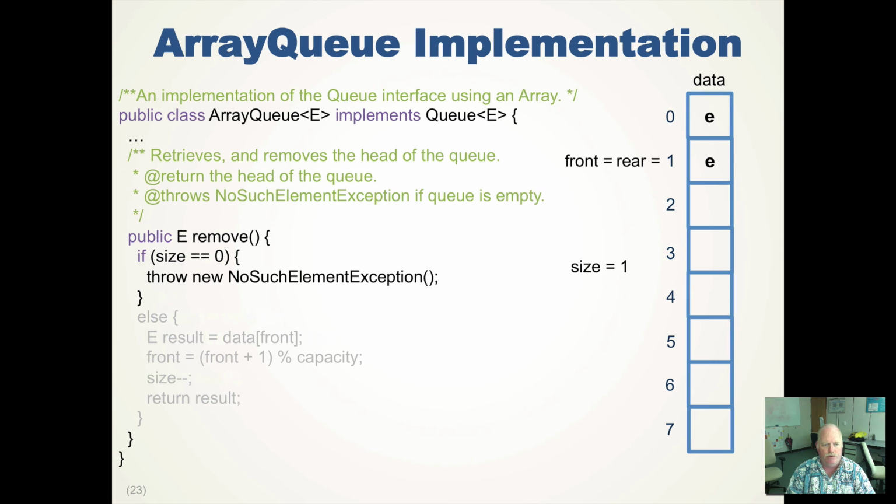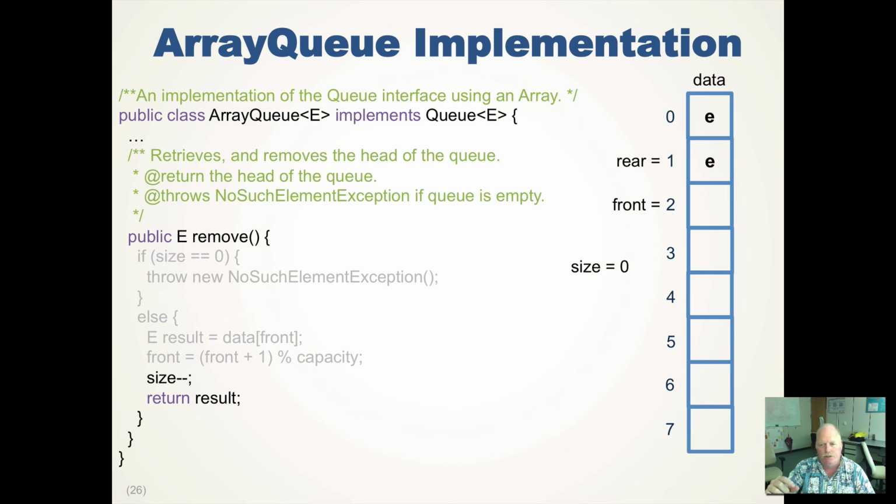And then if we do the remove, again, if the size is 0, we're going to throw the exception, not return null. Else, we remember the data at the front. We increment the front. We decrement the size. And we return the result.